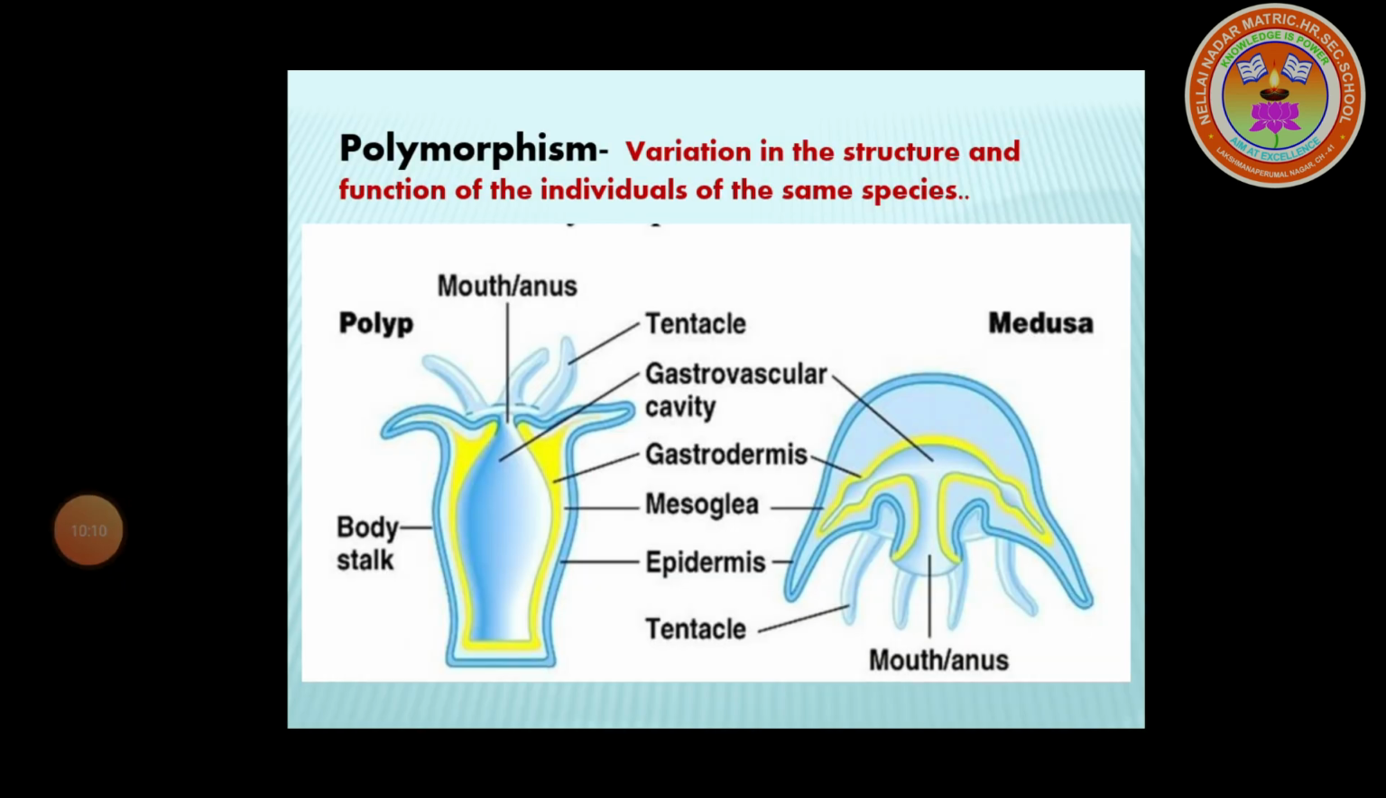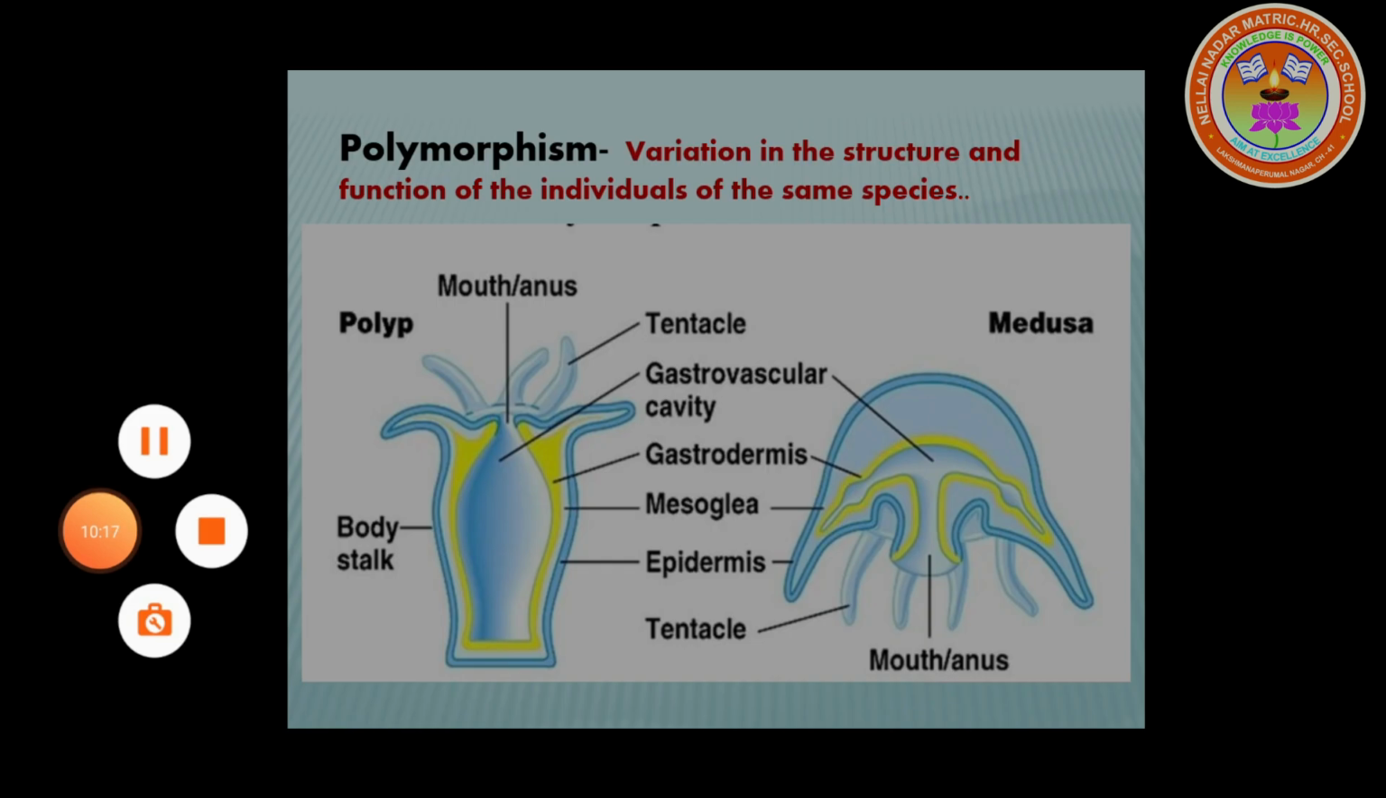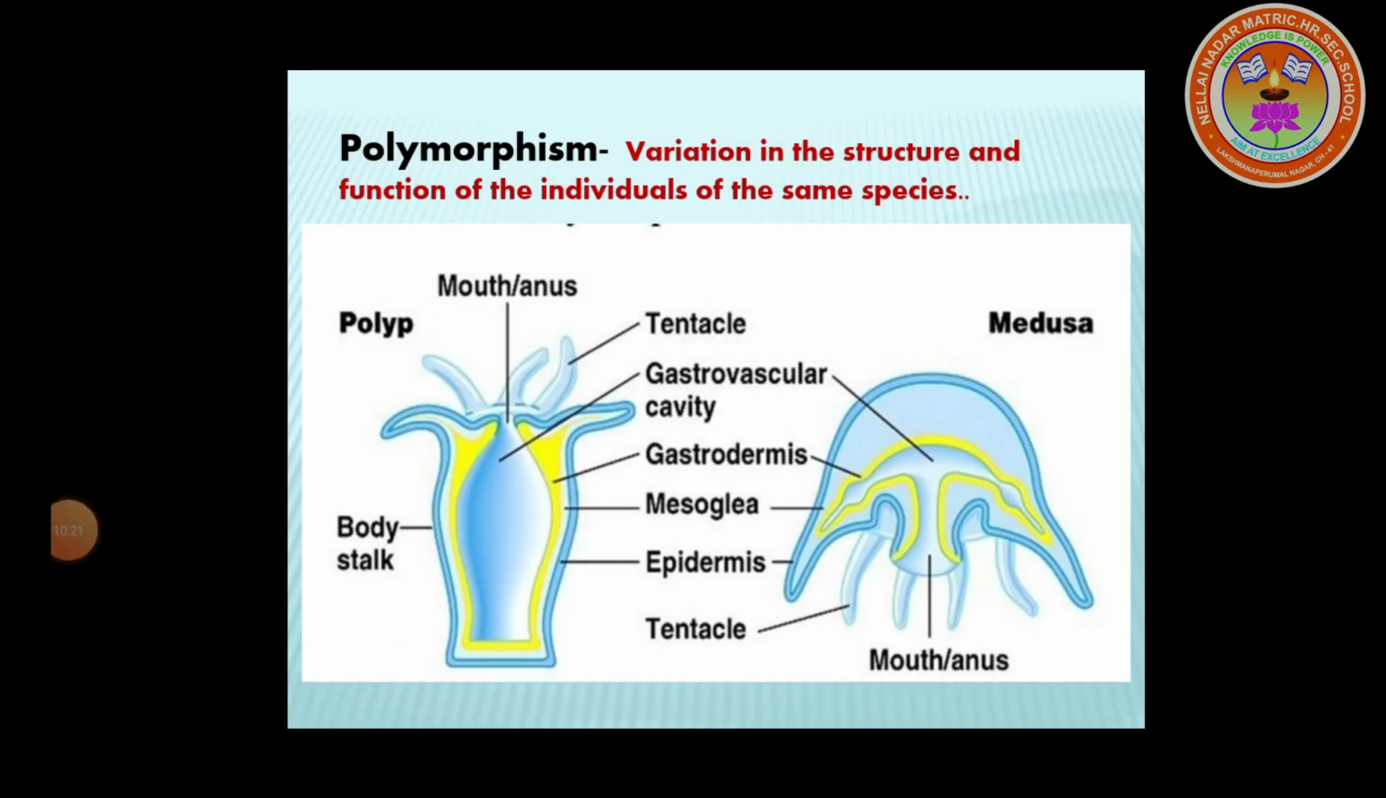The next feature exhibited by coelenterate animals is polymorphism. Here, this picture shows polymorphism. Polymorphism is a unique characteristic of coelenterates. Polymorphism means an individual exists in two forms with different functions. In Hydra, one form is polyp and another form is medusa. Polyp is the attached form and reproduces asexually, but the medusa is free floating and reproduces sexually.